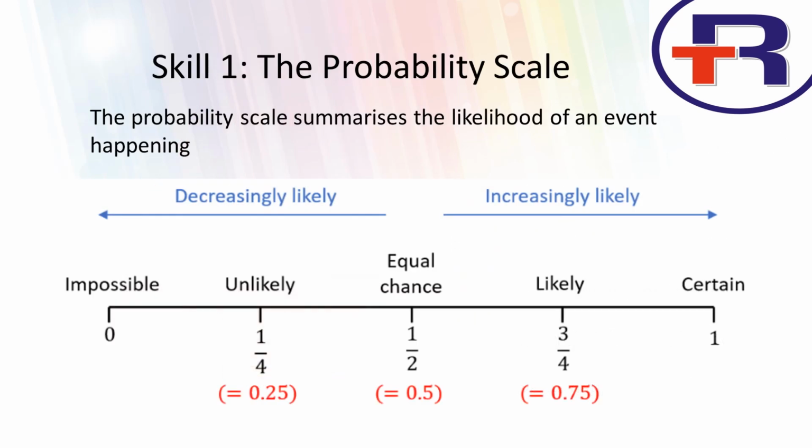So the first skill is the probability scale. The probability scale is based on this. 0 is impossible, 1 is certain. It never goes above 1. The further away from certain we come, it's decreasingly likely that something will happen. It's more unlikely that something is going to happen. And in the centre, you've got the equal chance, which is the 50-50 chance, or the 0.5 chance, or the 50% chance. All probabilities are based around this particular scale. The more likely something is to happen, the closer it is to 1. The less likely something is to happen, the further away from 1, and the closer it is to 0.